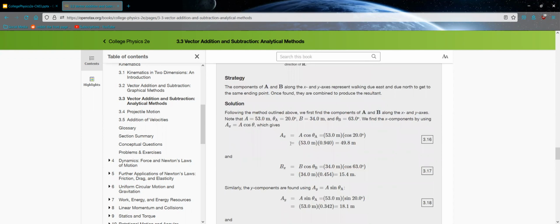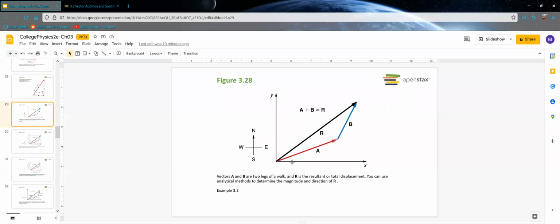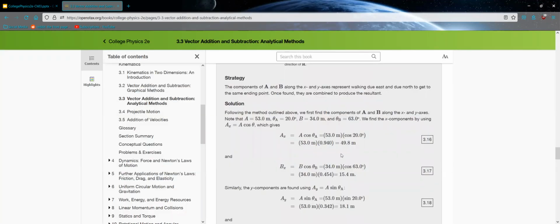We know that the x component of vector A is equal to A times the cosine of theta. So plug that math in, you get the vector component for A being 49.8 meters. So along the x-axis, it's 49.8 meters based off of the equation for the x-axis of A. Do that same play for B, right?